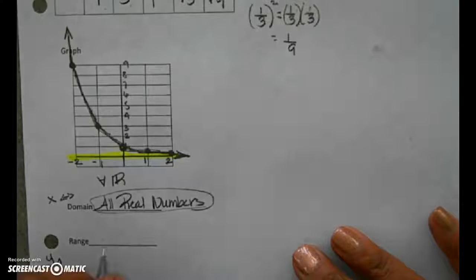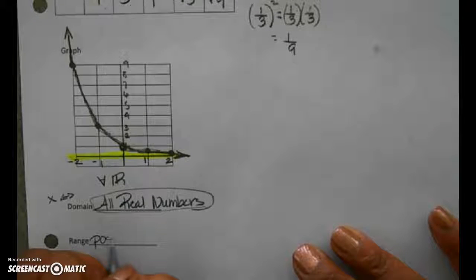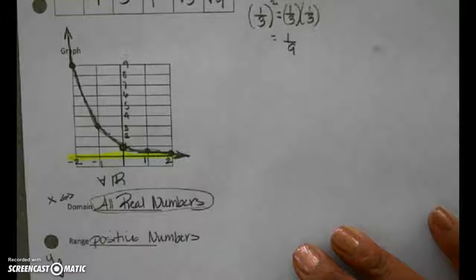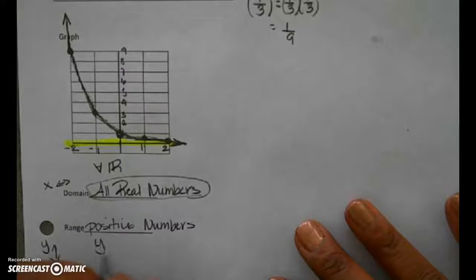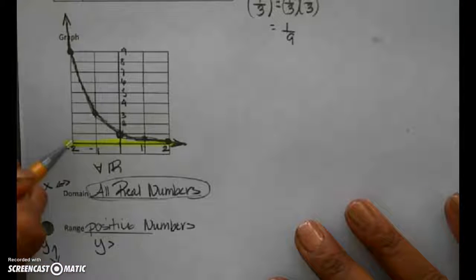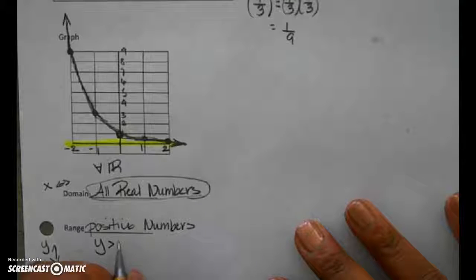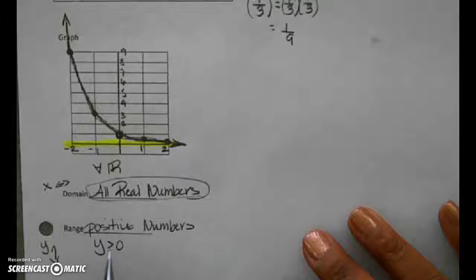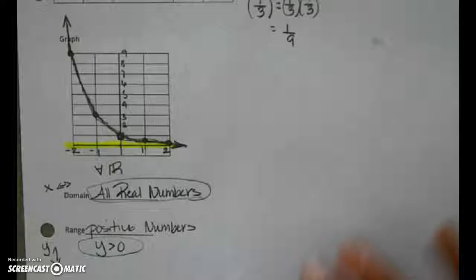Some people will say all of your positive numbers. And then others would just say it's everything that's above where y equals 0. So everything greater than 0. Y greater than 0. I'm good with either one of these. I typically will use this one though.